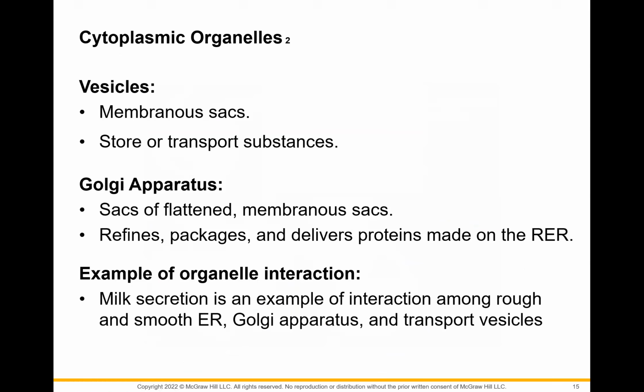All right, we have some other organelles as well that we'll discuss. So we can have vesicles, which are little sacs that can help store or transport substances in and out of the cell. So imagine, if you will, a little bubble. It's what we call a membranous sac. And again, it can help store substances as well as transport them out of the cell if we need to.